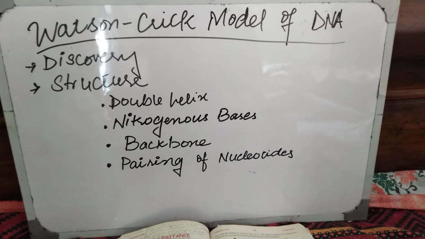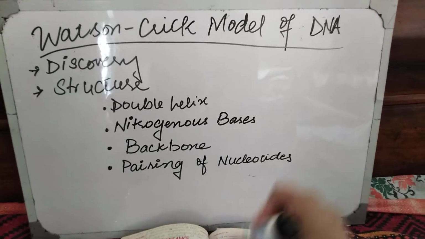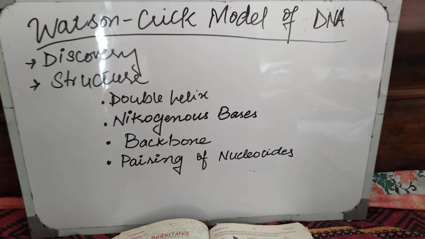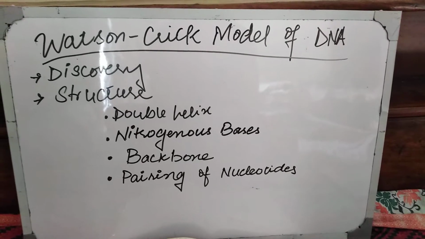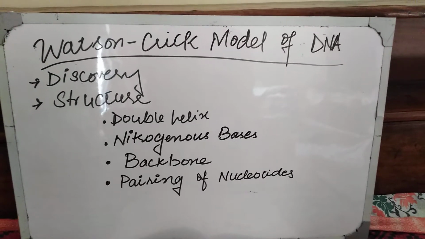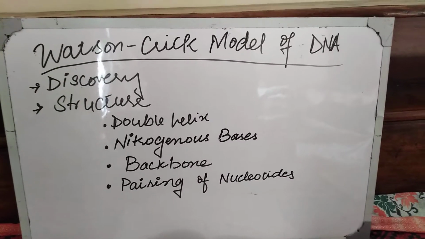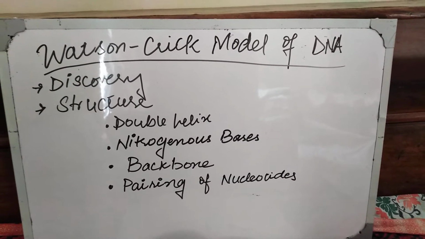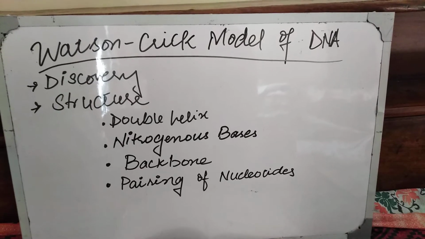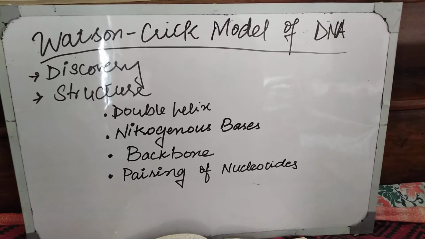Okay, so these lines must be included in the discovery. So you have to summarize the whole discovery like this. In 1953, James Watson and Francis Crick proposed the Watson-Crick model of DNA. And then you will go towards the explanation.